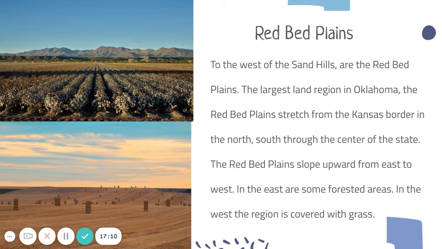Well, we then have the Red Bed Plains. And this region is to the west, okay? So we're moving east to west from Arkansas to New Mexico and Colorado. That's how we're migrating across Oklahoma. And so one of the things that we see is called the Red Bed Plains. Why do you think this area is called the Red Bed Plains? Anyone?